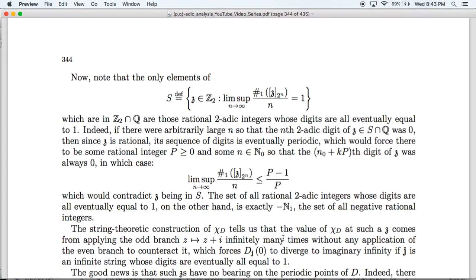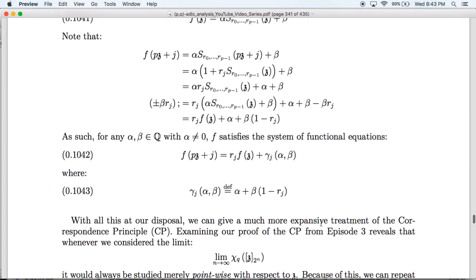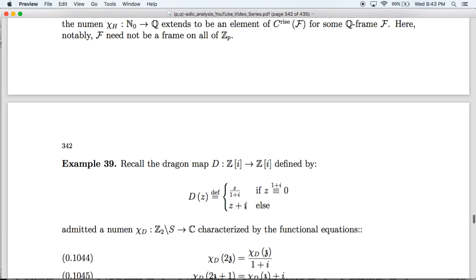And so if we evaluate chi_d at a negative integer, let's remember the string-theoretic construction. The digits of z correspond to the branches that we apply. So if our z has infinitely many ones, or even just a density 1 of ones, then we're going to keep applying the odd branch. The odd branch of our function is z plus i.